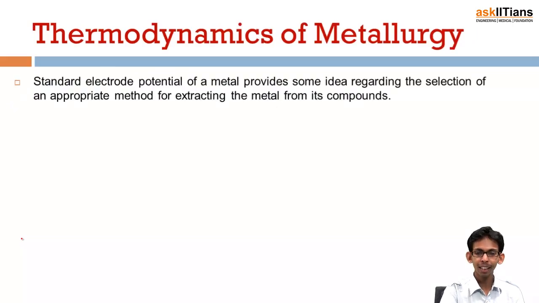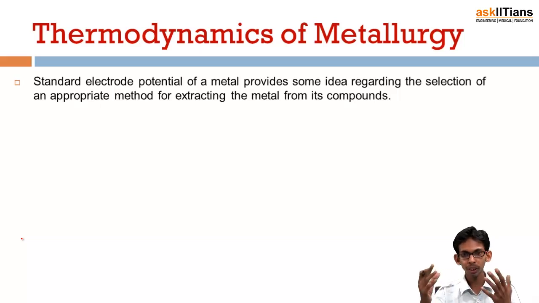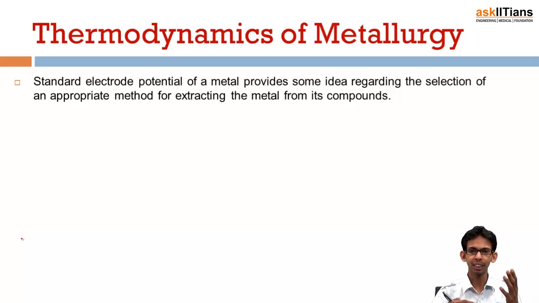Okay, now standard electrode potentials of metals provide some idea regarding the selection of an appropriate method for extraction of the metal from its compound. We know that we can use two different methods. First is the simple reduction method and second is the electrolytic reduction method. Which one is to be used depends on the reactivity of the metal. Highly reactive metals are extracted by electrolytic reduction. Low reactive metals are extracted using simple reduction methods.